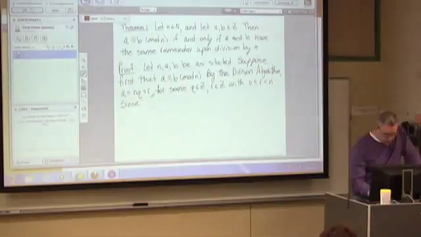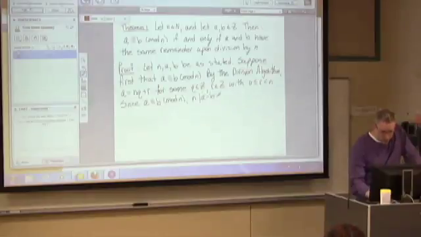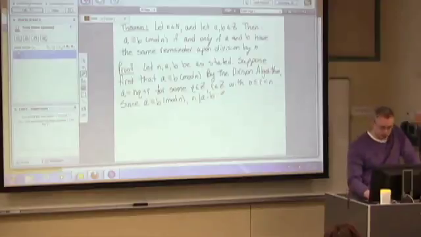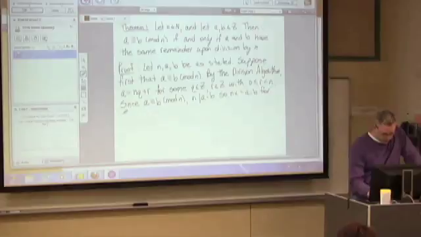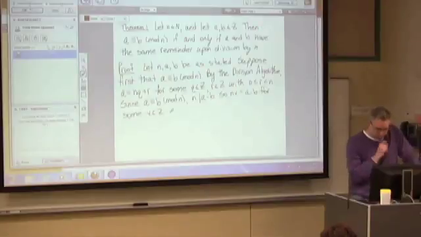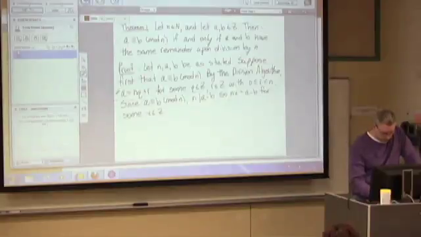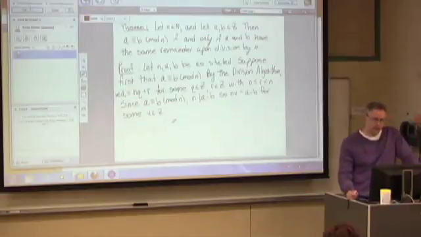Since a is congruent to b mod n, I'll just remind you what this means: n divides a minus b. That's just the definition. So nx equals a minus b for some integer x. Just to make this a little clearer, I should have done this before, I apologize, let me put an asterisk next to this equation up here, that a is nq plus r.